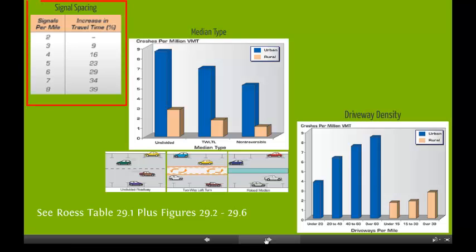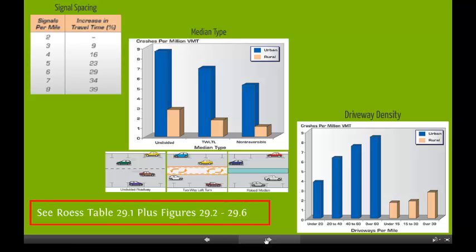Here we find greater signal density is associated with longer travel times. We also find that lower accident rates are associated with more restrictive median treatments and lower driveway densities. Take a few moments to consider these exhibits and to independently inspect the table and figures identified here.